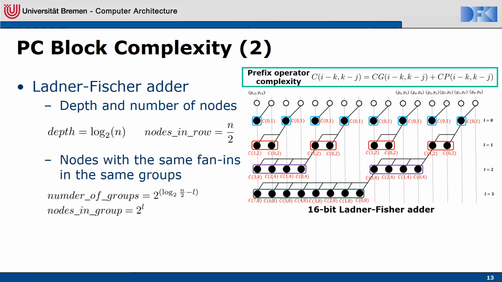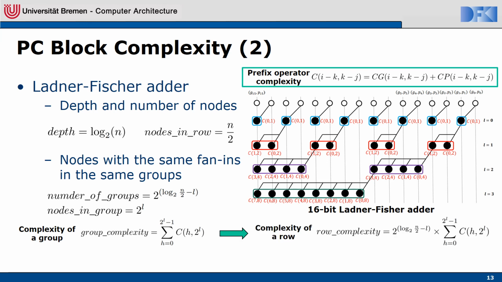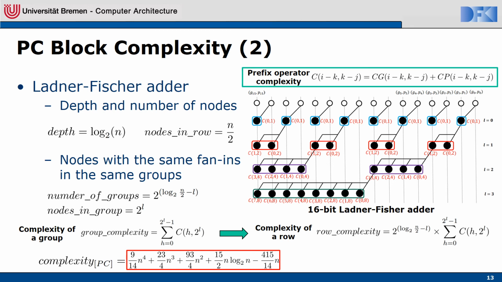We put the nodes with the same fanouts in the same groups. Thus, we have 2^(log2 n − L) groups in each row and 2^L nodes in each group. We first calculate the complexity of each group by adding up the complexity of each node in the group. And then we calculate the complexity of each row. Finally, we can get the complexity of the whole PC block by adding up the complexity of each row. The order of the complexity is n^4. It means that it has quartic time complexity.